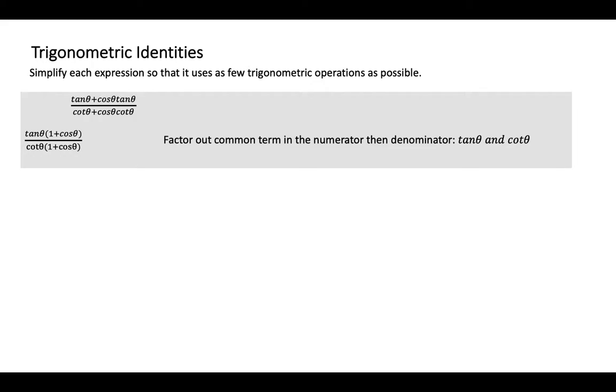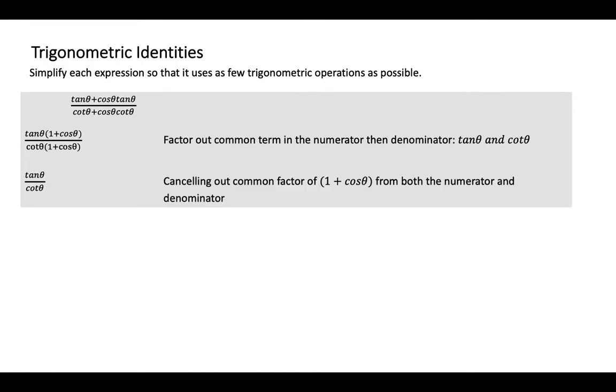Now, I factored out a common term in both the numerator and the denominator. That wasn't guaranteed to work, but it certainly looks like it's shaping up well. So I have this expression, tan theta times 1 plus cosine theta in the numerator, divided by cotan theta times 1 plus cosine theta in the denominator. Ask myself, how can I further simplify this? Well, I can cancel out a common factor of 1 plus cosine theta from both the numerator and the denominator, leaving me with a much simpler tan theta over cotan theta.